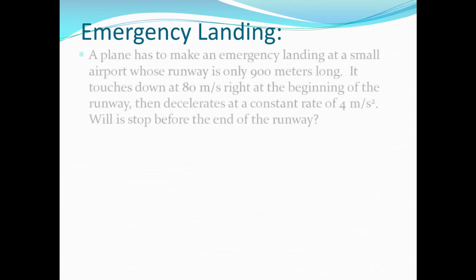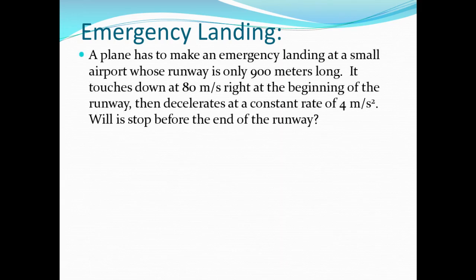So let's do another problem here. Let's say you're making an emergency landing, and the airport has a runway that's only 90 meters long. Let's say the plane touches down at 80 meters per second right at the beginning of the runway, then decelerates at a constant rate of 4 meters per second squared. So it'll be constant or uniform acceleration. Will it stop before the end of the runway? Well, let's see if we can figure this out.